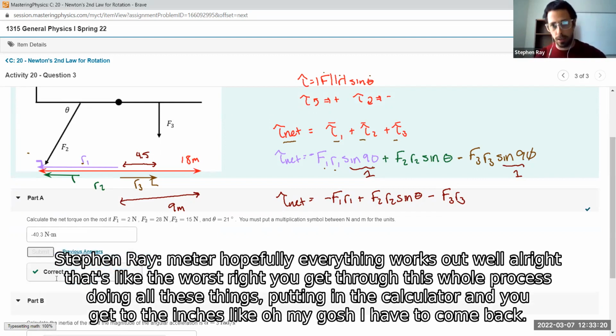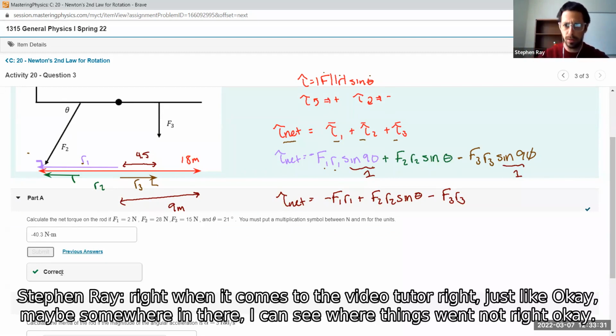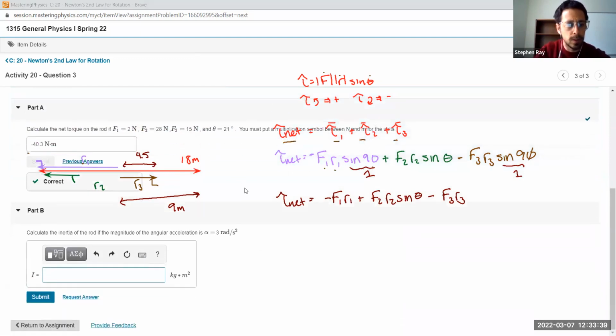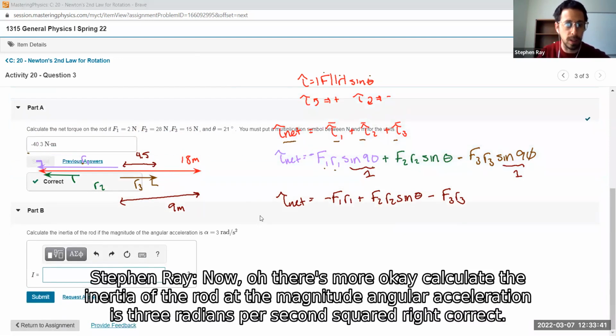All right, that's like the worst, right? You get through this whole process, doing all these things, putting them in the calculator, and you get to the end, it's just like, oh my gosh, now I have to go back, right? Or you come see the video tutor, and maybe somewhere in there, I can see where things went wrong, right? Oof. Oh man, there's more.